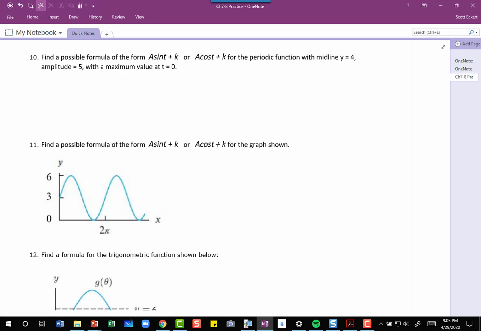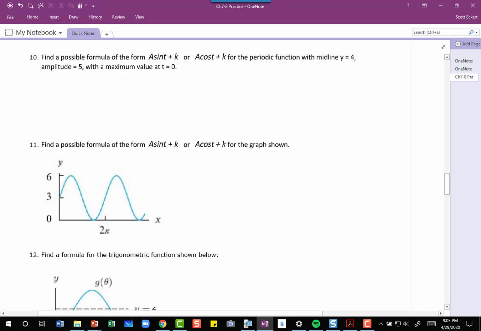Okay, so now we're getting into some problems that are going to make us think a little bit more deeply than the ones before. They're asking us to write an equation, and we've got a few facts. It's a periodic function, so that's just another way of saying it's a sine or cosine. It has a midline at 4, an amplitude of 5, and a maximum value at t equals 0.